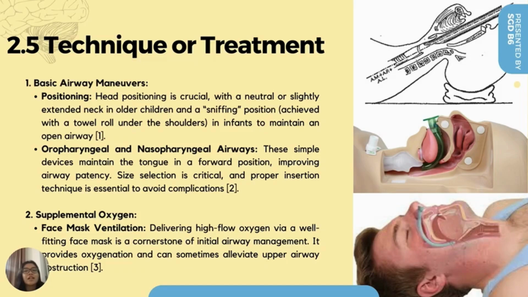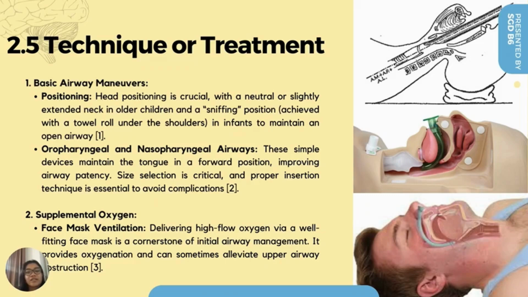Today I'll be discussing the techniques or treatment in airway management in pediatrics. The first is basic airway maneuvers. One of the most important things, even when using equipment, is the positioning of the patient. Head positioning is crucial, with a neutral or slightly extended neck in older children and a sniffing position achieved with a towel roll under the shoulders in infants to maintain an open airway, as seen in the first picture at the top. They usually also use some sort of pillow or towel beneath the head to maintain the axis of the patient.